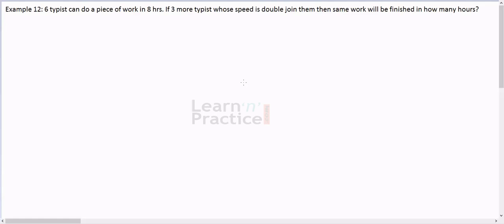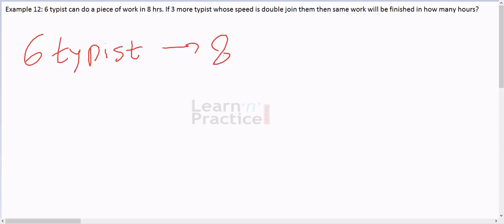Now 6 typists can do a piece of work in 8 hours, and 3 more typists whose speed is double. So here, if the speed of a man is double or more, that means the time required to complete the task will be less. If the speed is double, then the time required will be half.